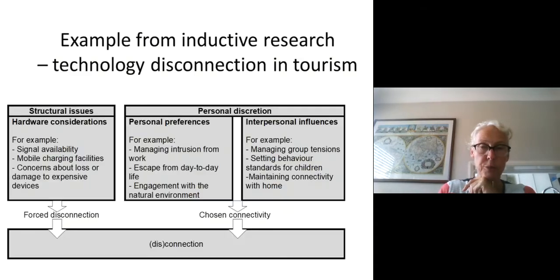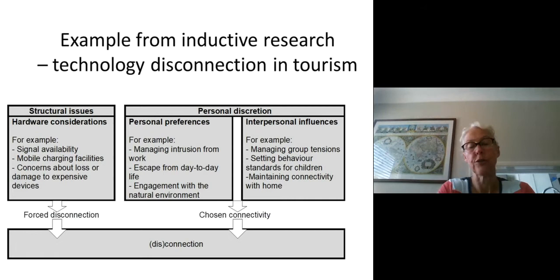Now I'll show you one from my digital disconnection project, and this is what we found at the end of our qualitative research phase. We'd noticed that a number of people were talking about disconnection when they were on holiday at a campsite, and we wanted to explore this further. And so we tried to explore the different kinds of disconnection that were going on. And we identified two very broad kinds. One was structural issues and one was personal discretion.